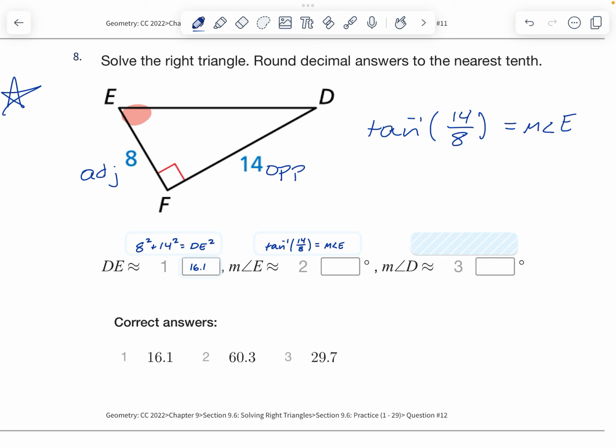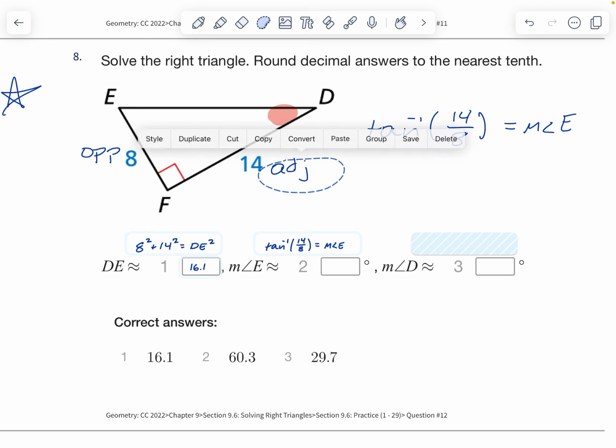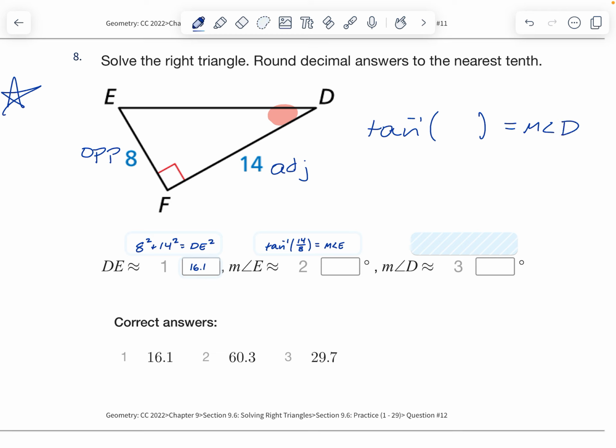Maybe, though, you wanted to start with angle D, so maybe we're over here. So now your opposite side is 8 and your adjacent side is 14, because now we're looking at angle D. To find angle D, I'm still using inverse tangent, but now opposite is 8, adjacent is 14. Either one would be okay there. But again, once you find one angle, you may not need to use inverse trig again, because you could just subtract from 180.